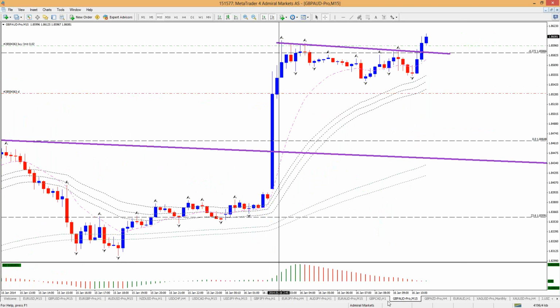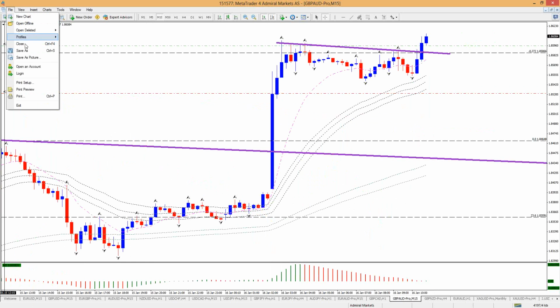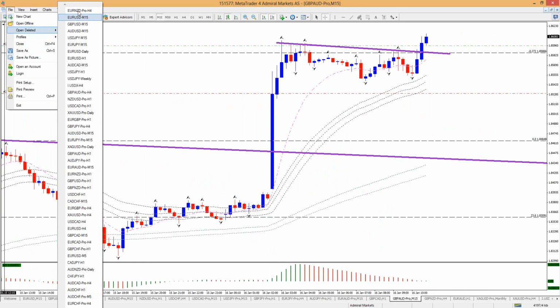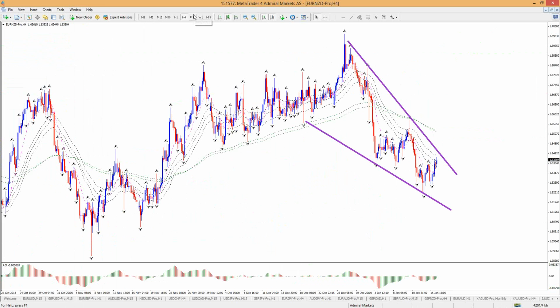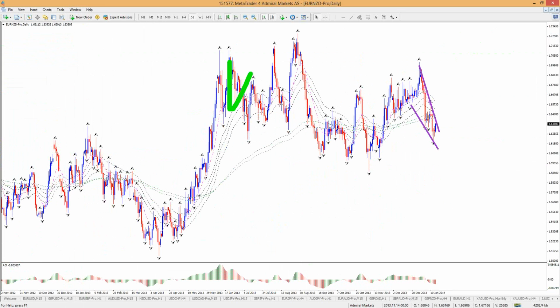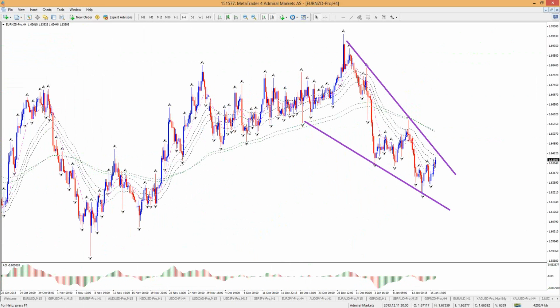So Euro New Zealand, back to Euro New Zealand. Oh yeah, I deleted it by accident. There it is. A lot of choppiness, in all honesty. The daily, you can see how wacky this is. So we'll skip the daily. Let's take a look at the 4-hour.